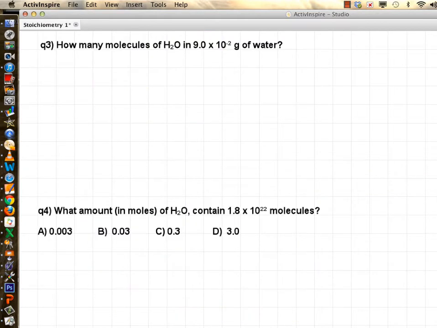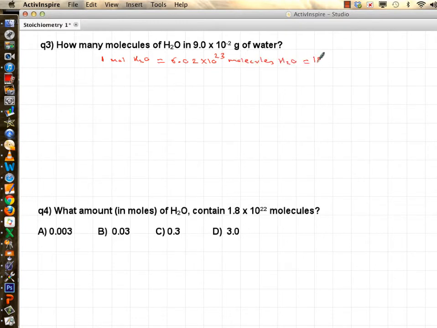Looking at the third question: how many molecules do I have in 9 times 10 to the minus 2 grams of water? Now then again, we remember that 1 mole of H2O contains 6.02 times 10 to the power 23 molecules.